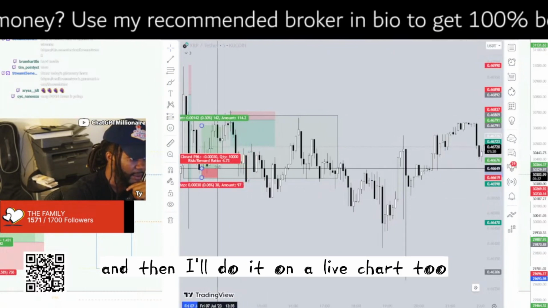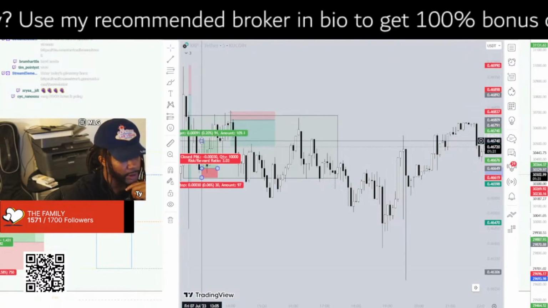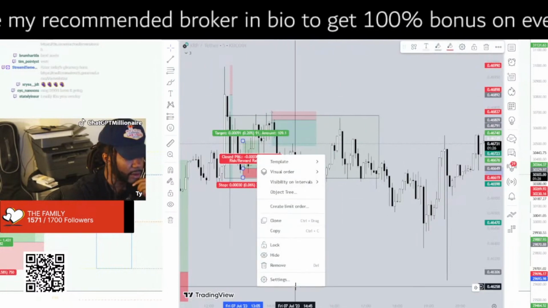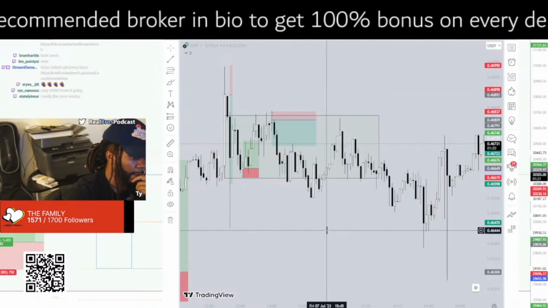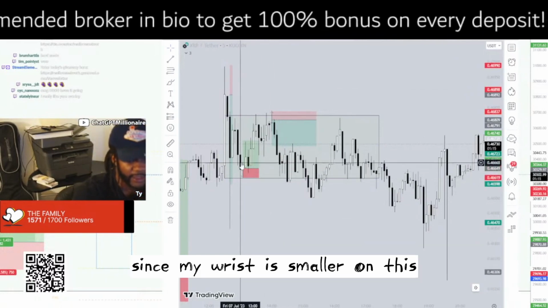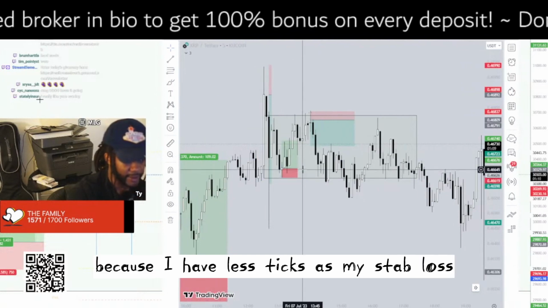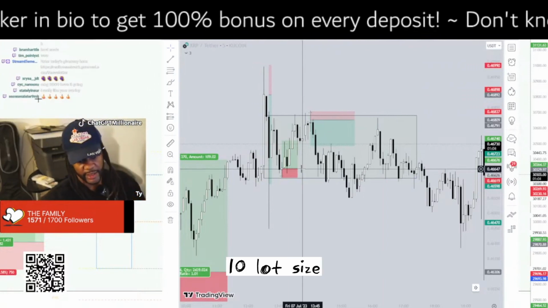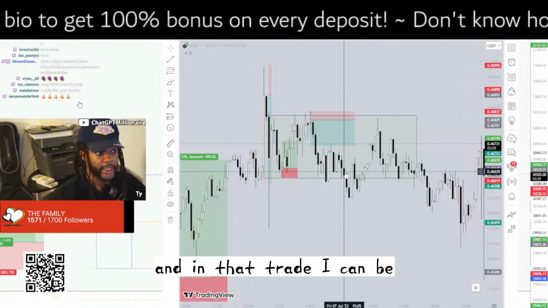And then I'm gonna do it on a live chart too, so you guys can see. But all right, so you see the 3-to-1s going up, going down. I'm gonna move that. Holy shit. So catch that 3-to-1. In order to take this 3-to-1, since my risk is smaller on this because it's a little box, I can bet more money now because I have fewer ticks as my stop loss. So I can put in a decent sized bet. I can risk 1 lot size, 10 lot sizes, whatever. And I know I'm still risking 1% of my account to 3% of my account.